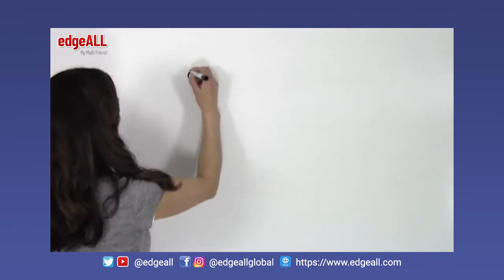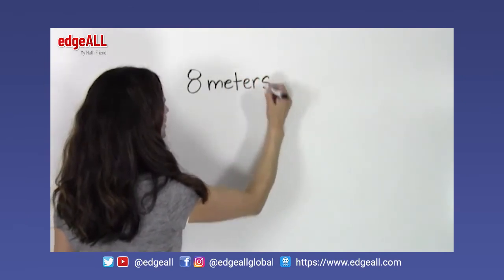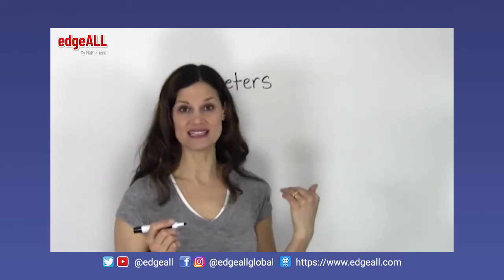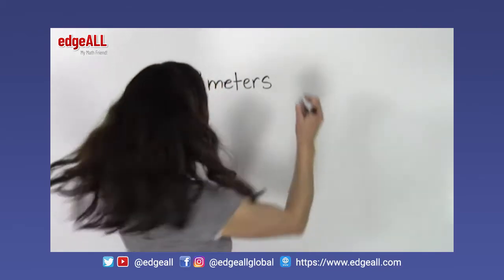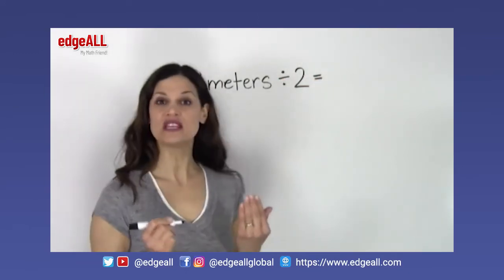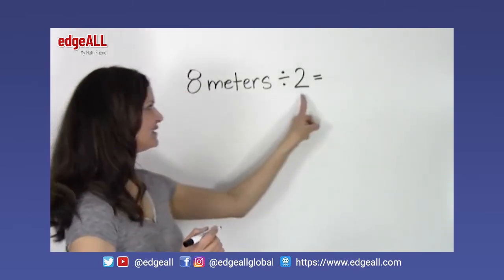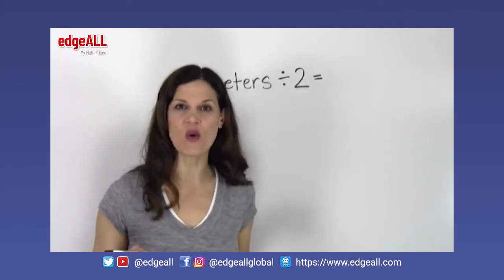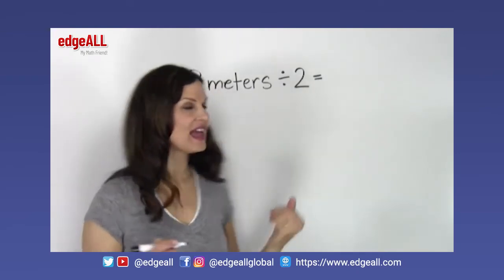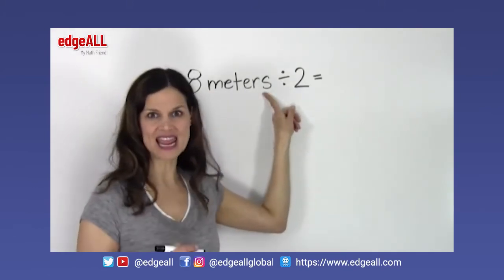We have 8 meters, so this is our measurement of 8 meters, and in our problem we are asked to divide this measurement by the number 2. So simply divided by 2. And so what we do in a problem like this is we simply take the numbers of 8 divided by 2, and we know that that equals 4. But the important part to remember in these is that you want to make sure that the units are retained in your quotient.